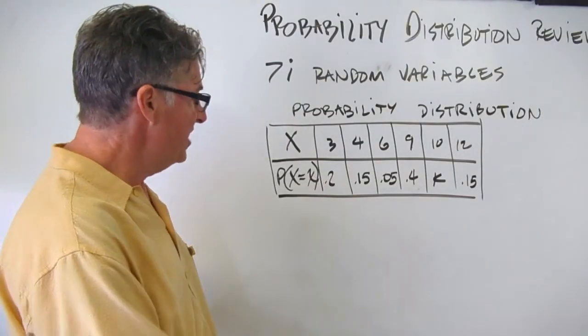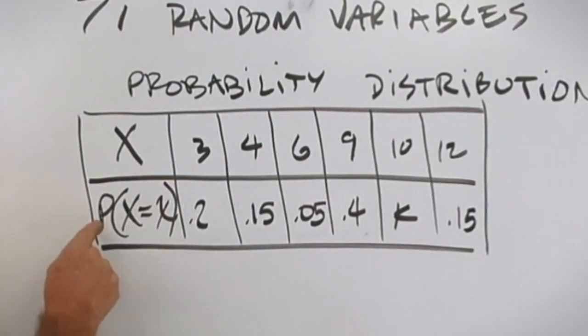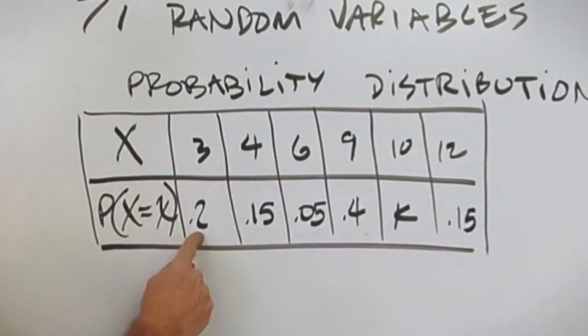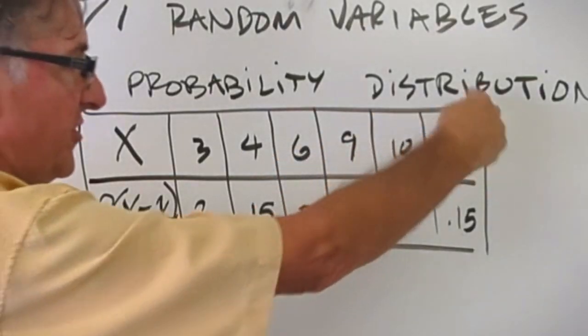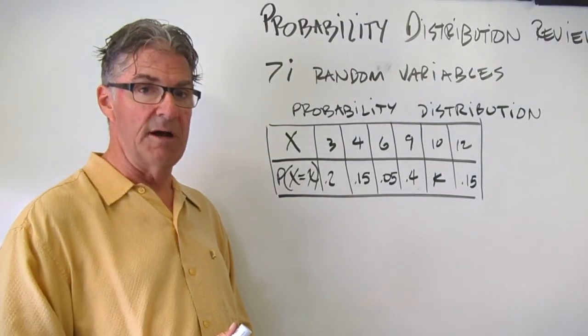So that's the random variable, uppercase X. Now the probability that uppercase X equals little x means that the probability that we get a 3 is 0.2. The probability that we get a 4 is 0.15, 6, and so on. That gives us the probabilities of all of our outcomes.